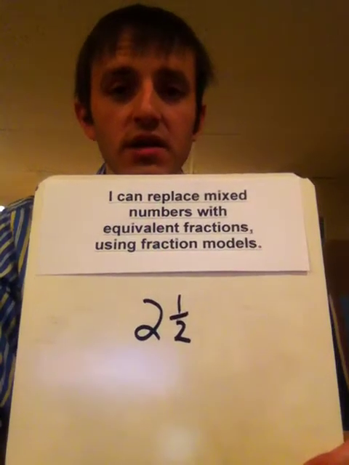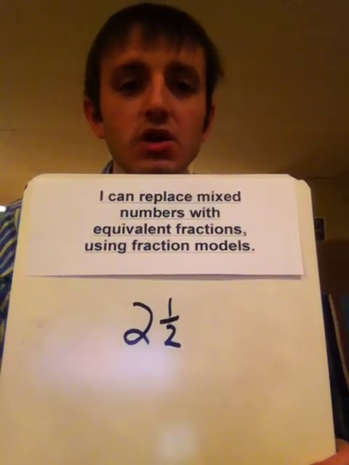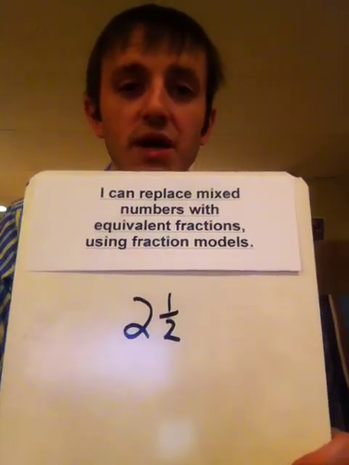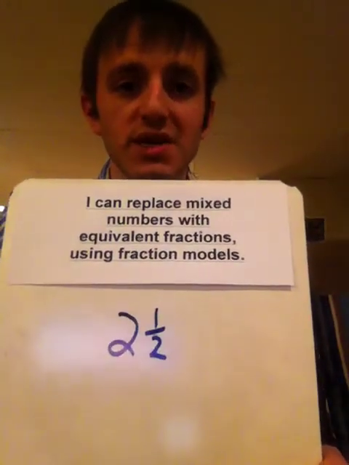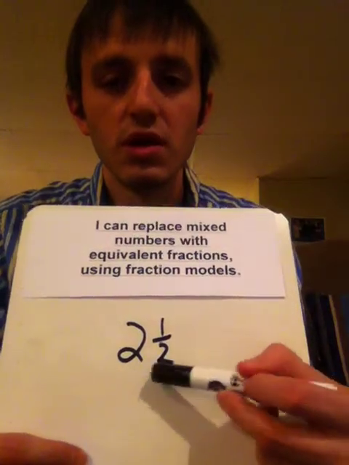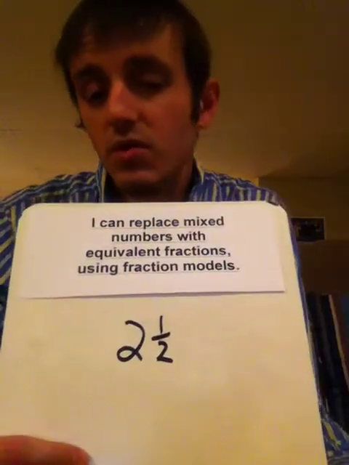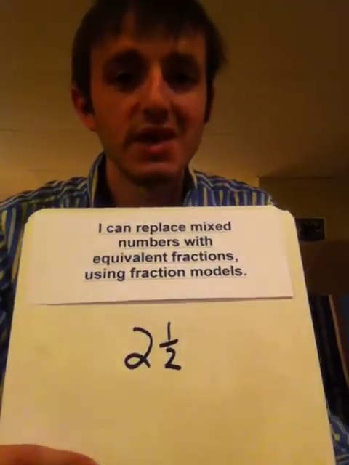This lesson we're going to look at if we can replace mixed numbers with equivalent fractions using fraction models. Now, there's a few key words of vocabulary that we might want to just refresh you on in our I can statement. First off, a mixed number is an example right here. This is a mixed number because you have a whole and a fraction. Both of those, when they're together, make a mixed number. If it weren't a mixed number, it would just be a whole or it would just be a fraction, but together they make a mixed number.